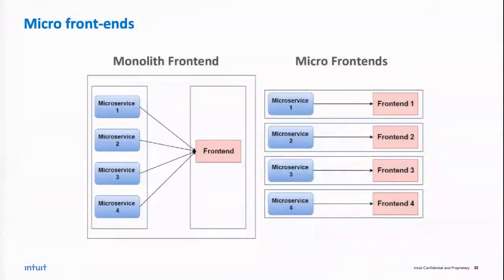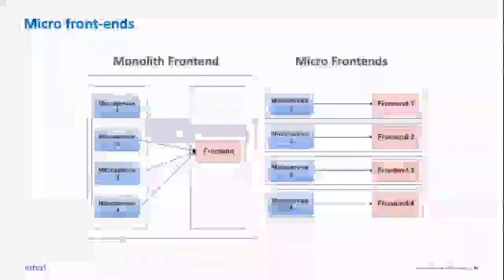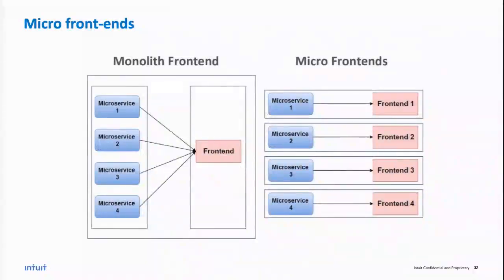Okay, so that's all about how we break the product. Now we break the product at the front end level as well. Let's say you go to quickbooks.com or turbotax.com. If one service or one domain is down, the whole product will not become unavailable. It will be available, but only one component will not be available, which may not be visible to the customer. So that's one of the benefits of breaking things down into smaller pieces and partitioning them.